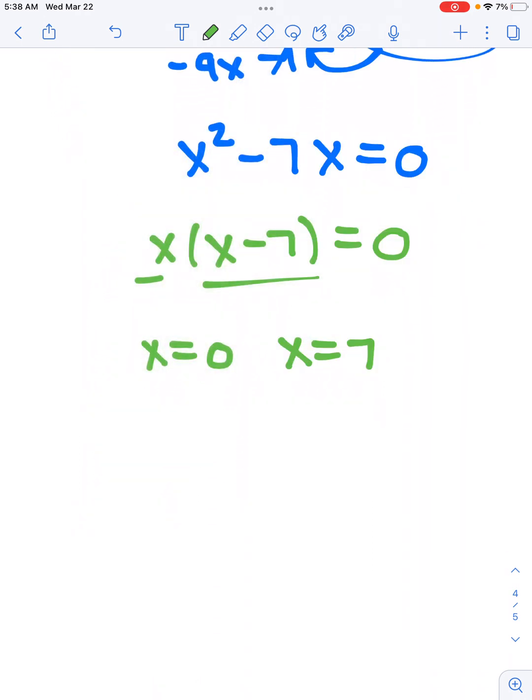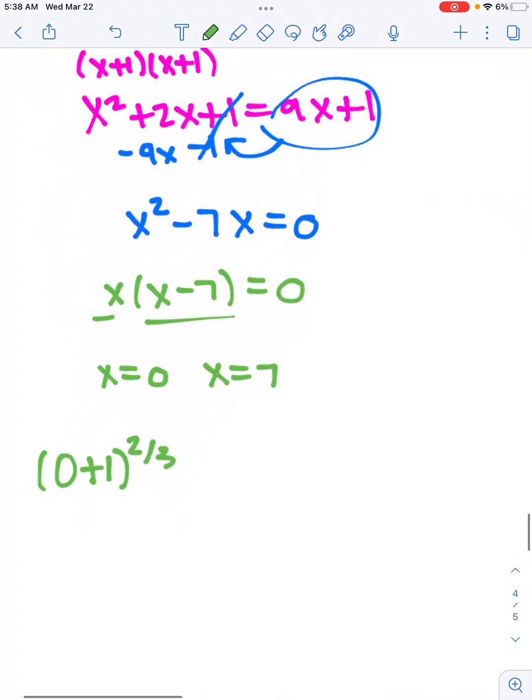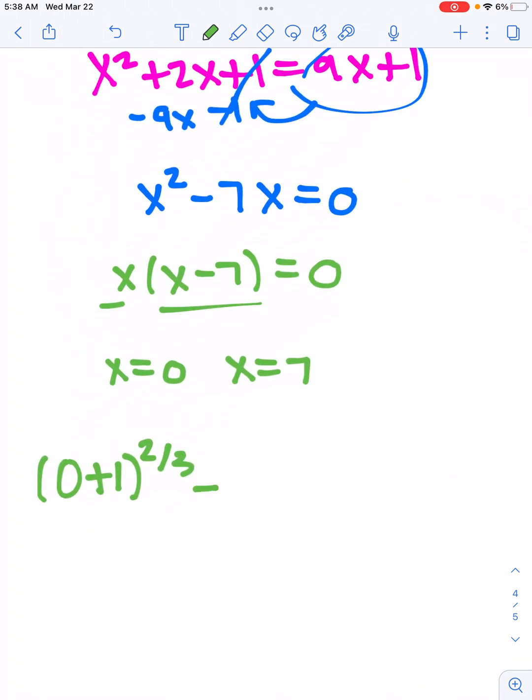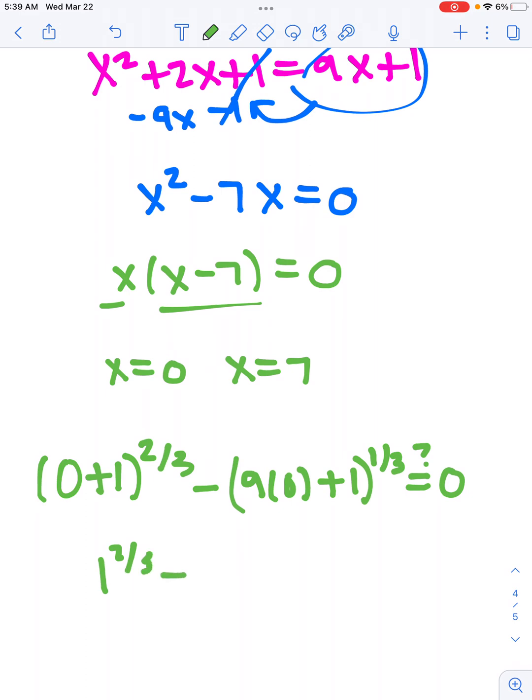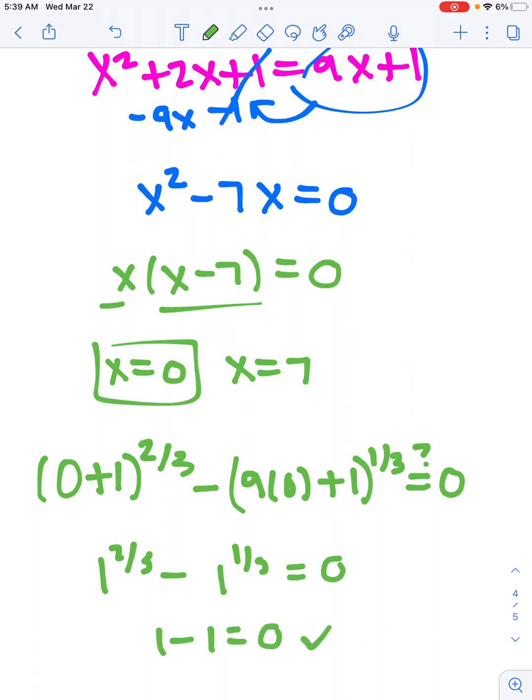So when you plug into a fraction exponent, it'd be 0 plus 1 to the 2/3, so plugging it back into this original, minus 9 times 0 plus 1 to the 1/3, check to see if it equals 0. So these ones end up both just being 1s. So that answer is good.